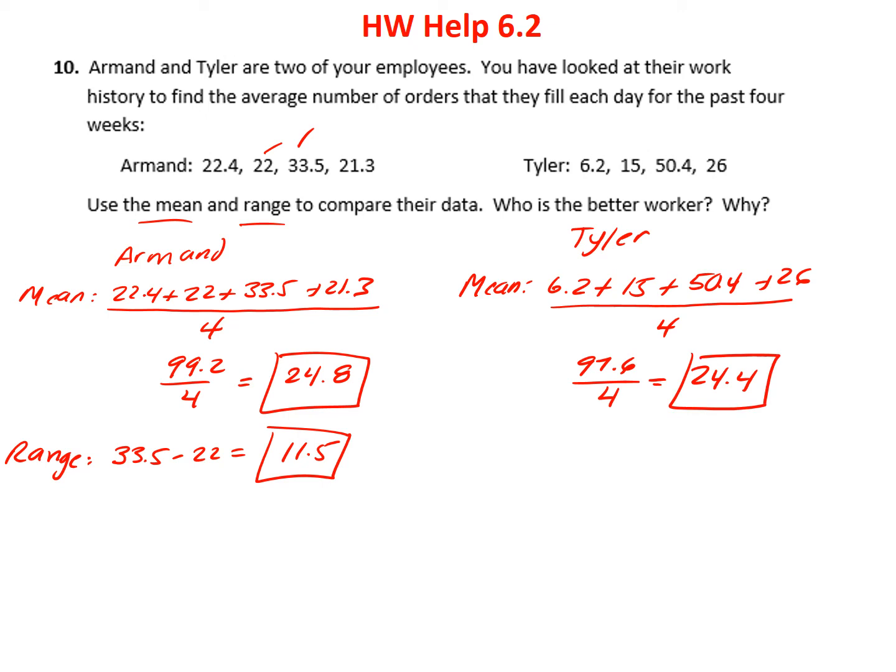Not bad, not much of a difference, but at this point, Armand averages more orders per day than Tyler does. But let's look at his range just to see how consistent they are. Tyler's high day is 50.4, and his low day is 6.2. Now that's a pretty low day right there. If you subtract those, that's 44.2.